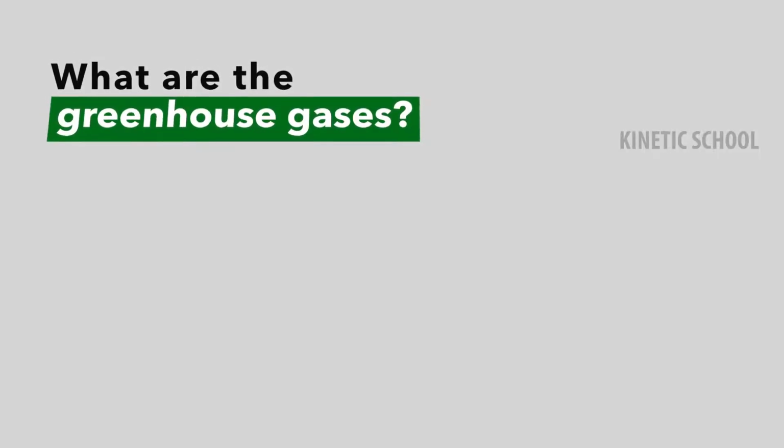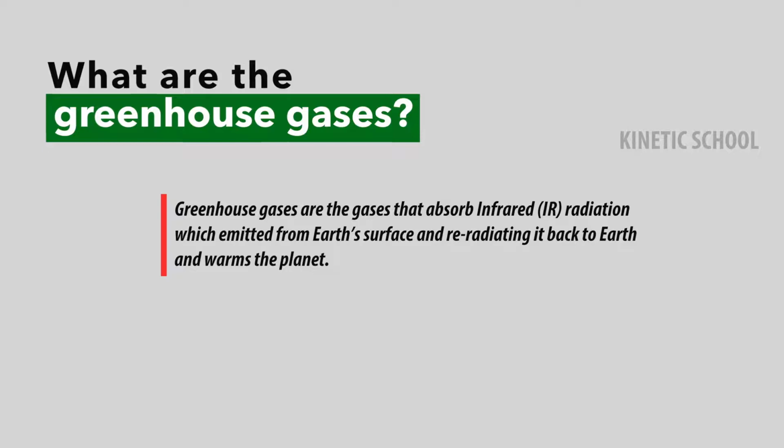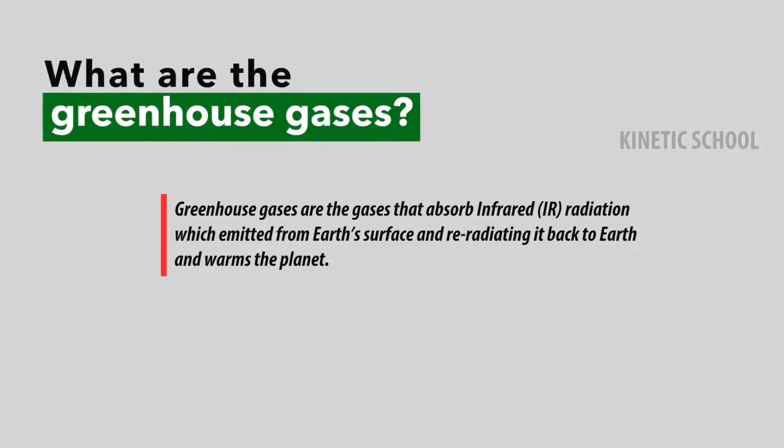What are the greenhouse gases? Greenhouse gases are the gases that absorb infrared radiation emitted from Earth's surface, and re-radiate it back to Earth, and warm the planet.